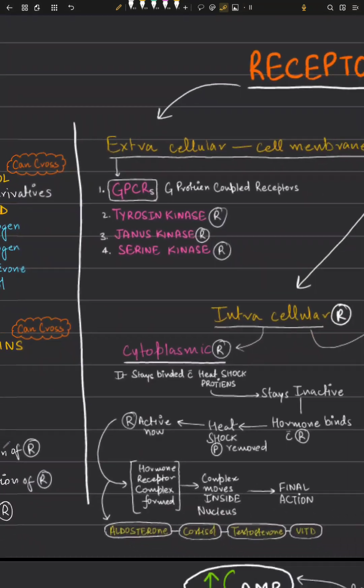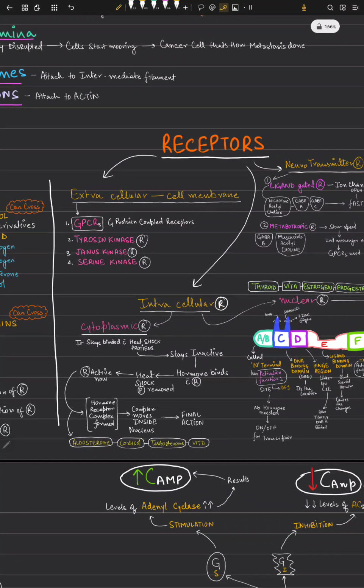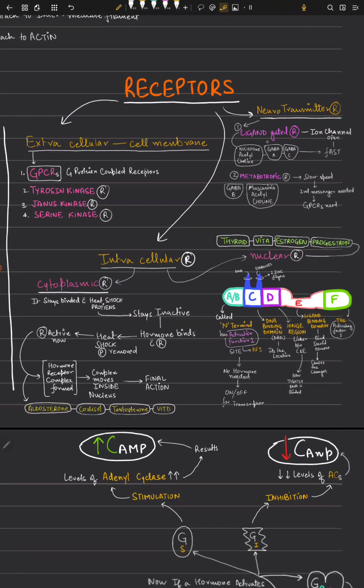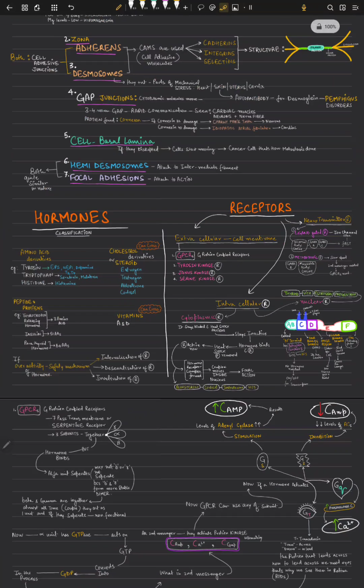Cool. Okay, let's talk about receptors. We can have extracellular, we can have intracellular, or we can have neurotransmitter. Let's talk about extracellular first. Cool.